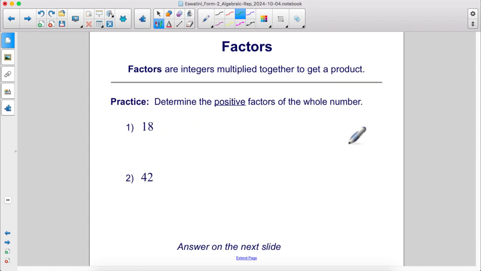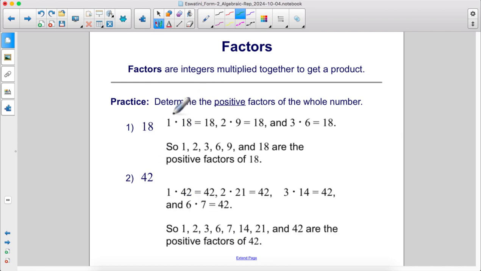Determine the positive factors of the whole number. For 18, we go through which numbers can multiply together to equal 18. Well, 1 and 18, 2 and 9, and 3 and 6. So those are the positive factors of 18. For 42, we have 1 times 42, 2 times 21, 3 times 14, or 6 times 7. So those are the positive factors of 42.